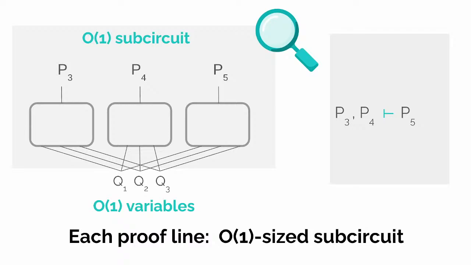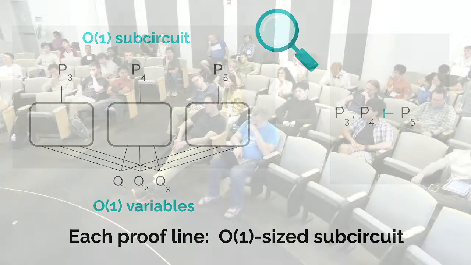I guess I can totally see how circuits describe how different variables relate to each other. That seems to be pretty circuit-ish. I guess I just don't know how to view that a line says P3, P4 implies P5.